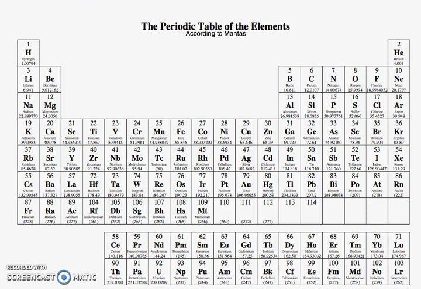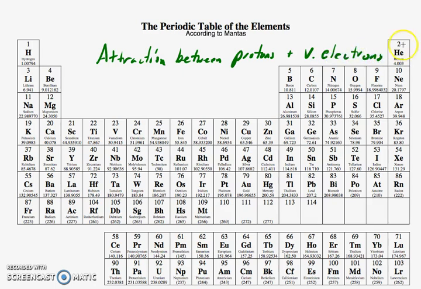Okay, when I say attraction, I meant attraction between the protons, they're all together in the nucleus, and the valence electrons. And we had two trends. We had one that went across that way, and then we had the one that went downward.